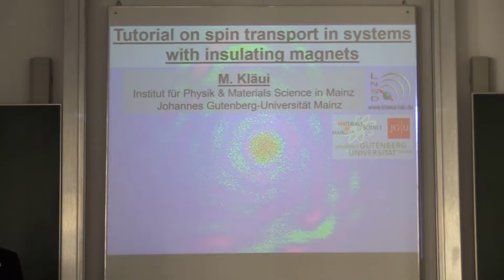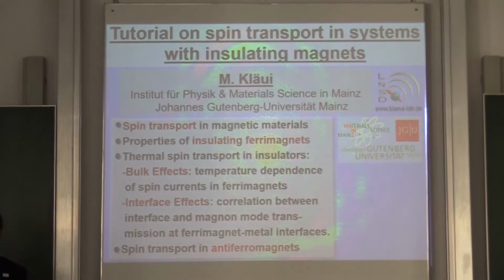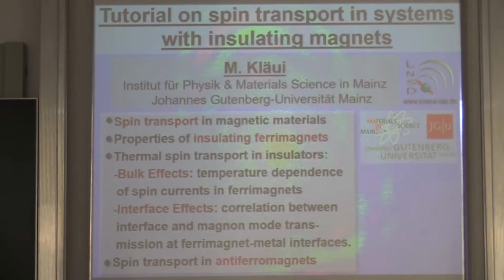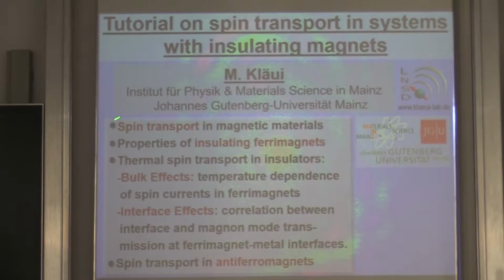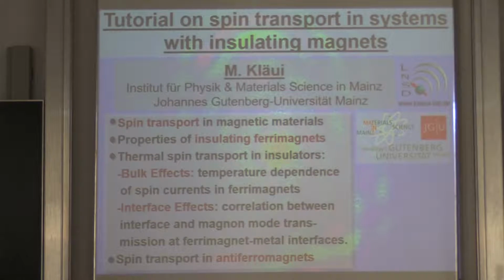So since this is a tutorial, I'm going to go through a very broad introduction to spin transport in magnetic materials, starting with metals and then going to insulators, and then also show you a little bit about the properties of insulating ferrimagnets. These things don't just fall from heaven. You actually have to make them on purpose, and that is not always super obvious.